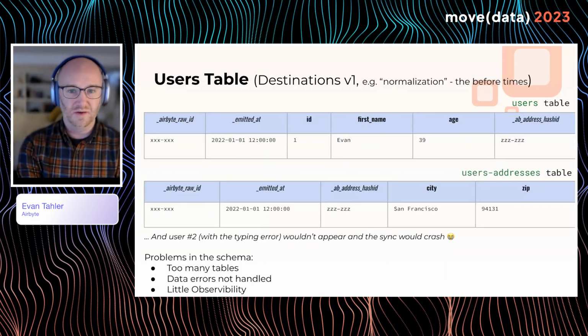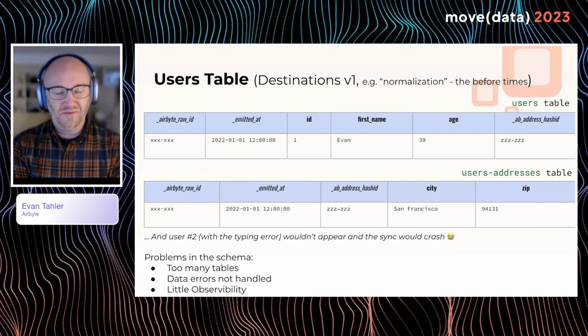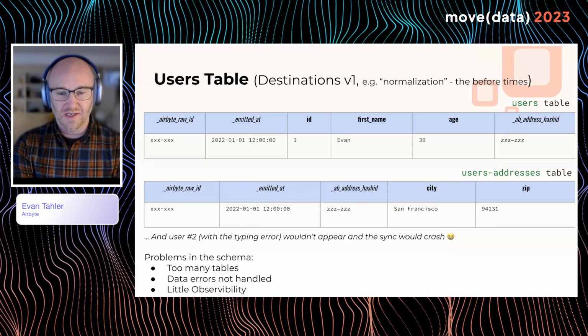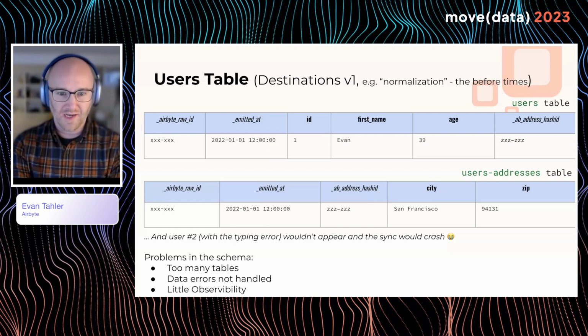Compare that to what we used to do. In the V1 world, the before times, we would make 2 tables. We would normalize out users into its 2 columns, users and addresses, and link them back together, which meant there was a join, which meant it was hard to find stuff. And you'll notice user 2 never got here. That would have been a problem. We'd try to cast the word fish into an integer column age and things would blow up.